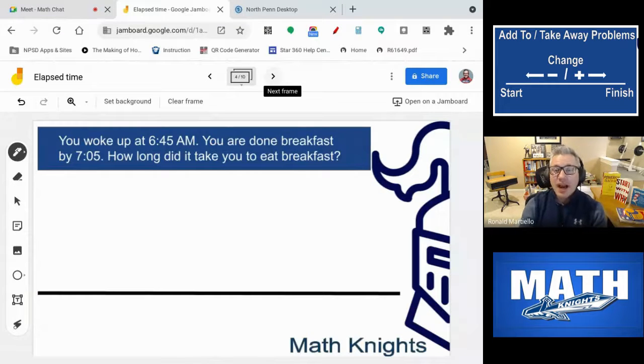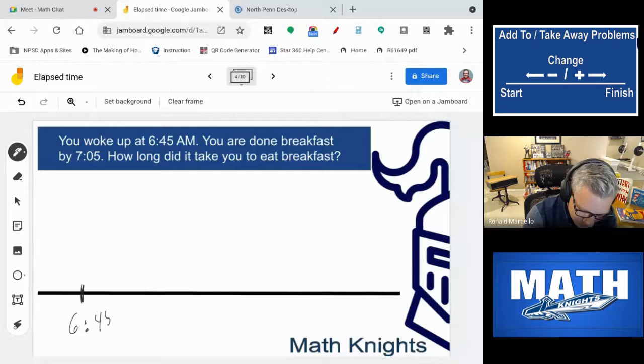I like using a timeline because clocks get a little wonky. Kids have a hard time going from 1 hour to the next hour. And a number line is much cleaner. And again, the students can really illustrate where the start time is, where the finish time is, and they're able to see what the numbers do in between those times. In this problem, we have a start time, which is 6:45. And then we have a finish time, which is 7:05.